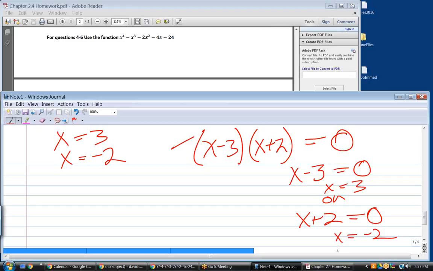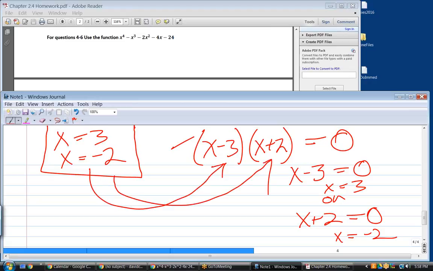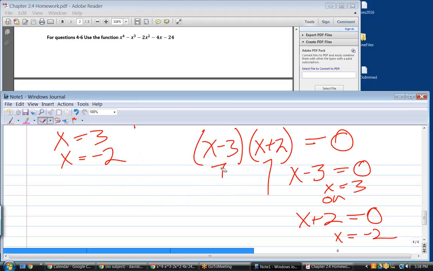So if they start by giving you the zeros, you have to turn that back into those two factors by going the other direction. Okay? You with me? In other words, you always make this x - 3 and x - (-2), which makes it x + 2. All right. There's two of our factors.